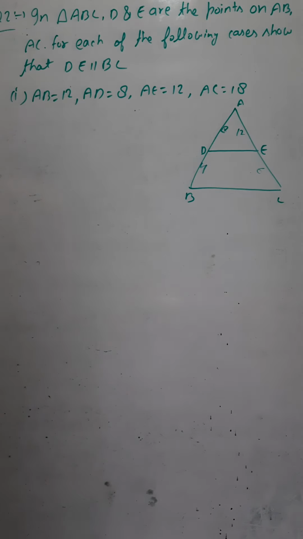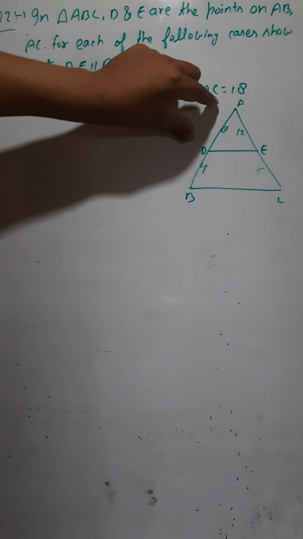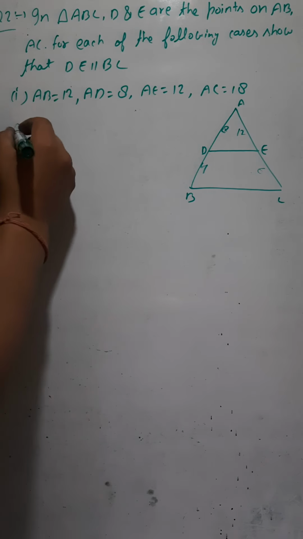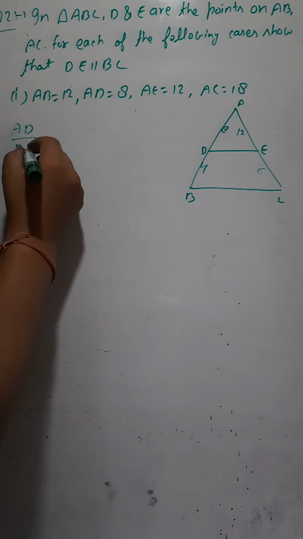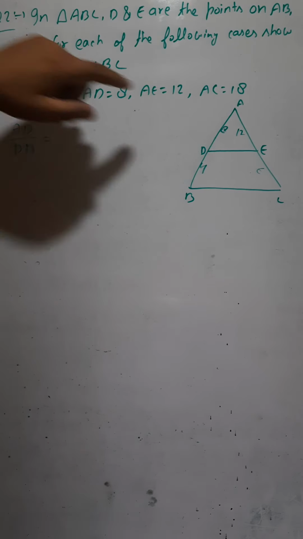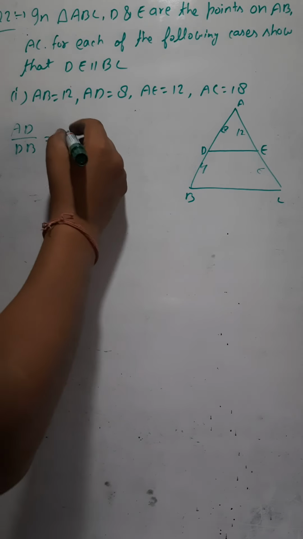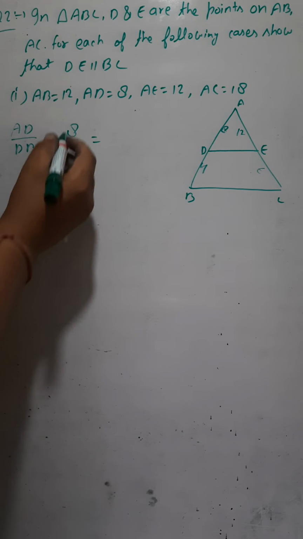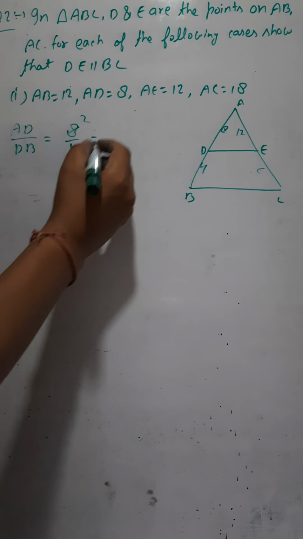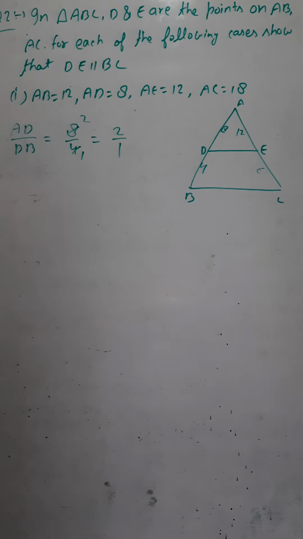Now just try to solve the ratios here. Let me find out AD by DB first. AD by DB. Can you tell me how much it is? 8 by 4. Divide: 4 twos are 8, 4 ones are 4. It is 2 by 1. Yes or not? AD by DB is 2 by 1.